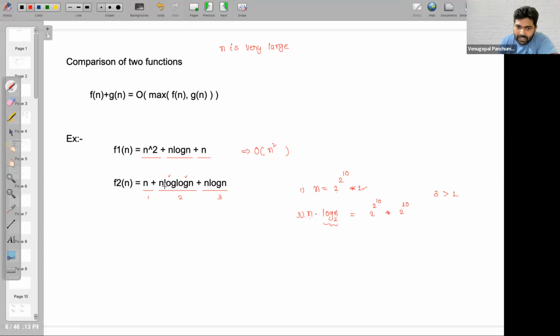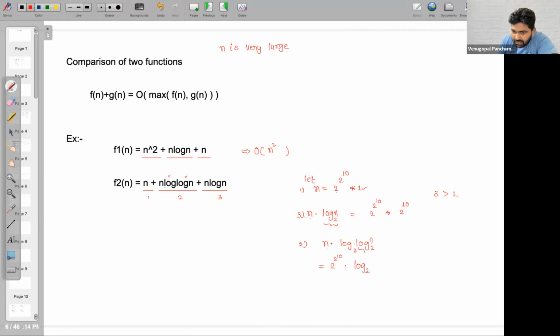Okay, now let me take n into log n. This is interesting, friends. First, let me take n into log n. Now see what its value is. You already know the n value, that is 2 power 10. Here you take it as given. Into, okay, log.